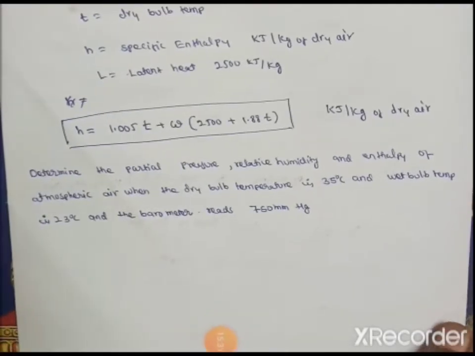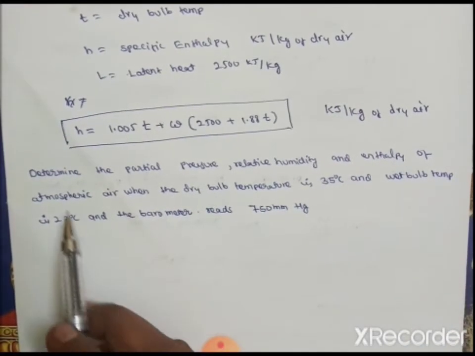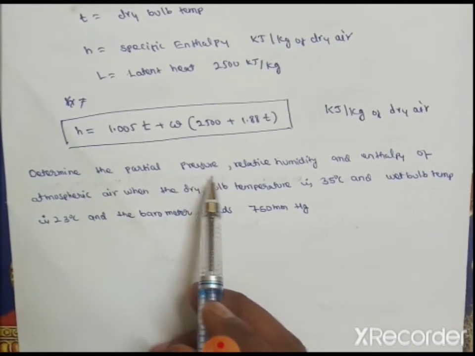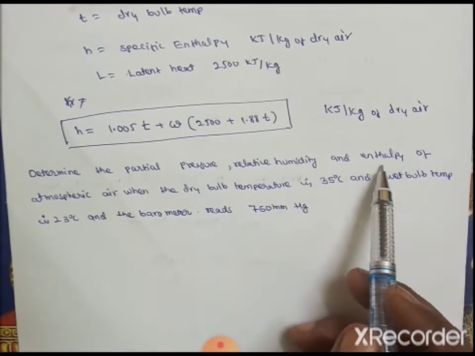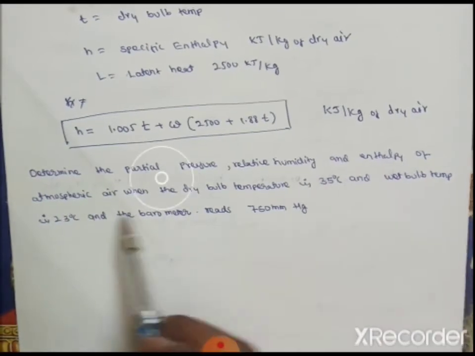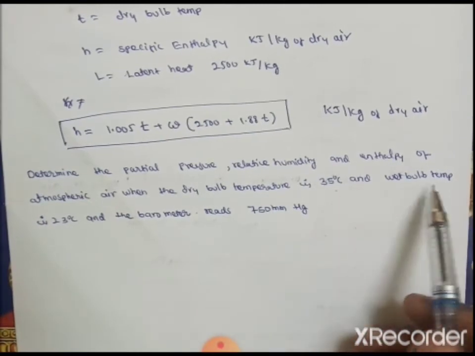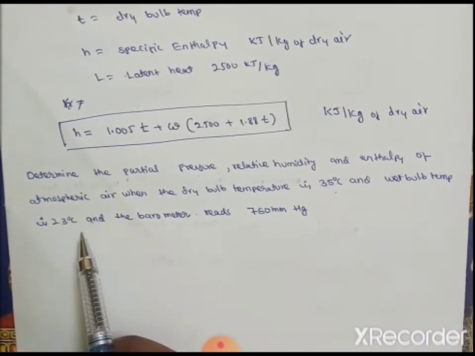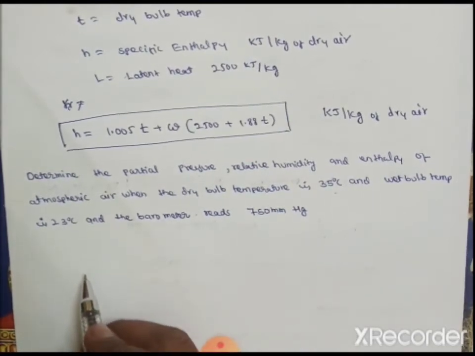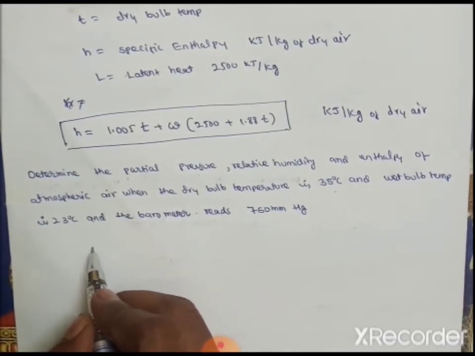Now we will discuss a small problem on enthalpy. So read this problem. Determine the partial pressure, relative humidity, and enthalpy of atmospheric air when the dry bulb temperature is 35 degrees centigrade, wet bulb temperature is 23 degrees centigrade, and the barometer pressure is 760 mm of Hg.